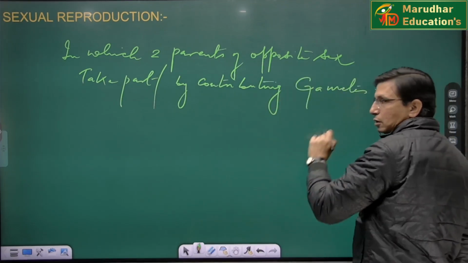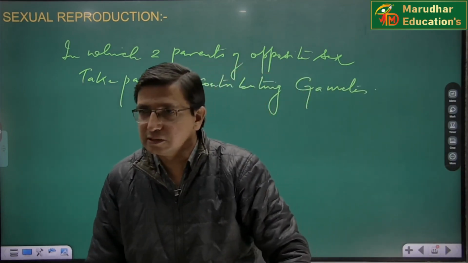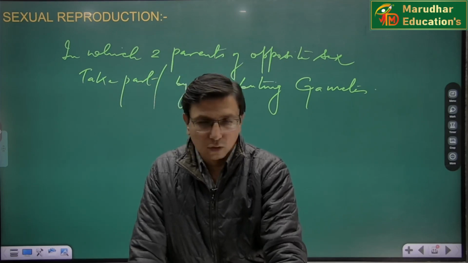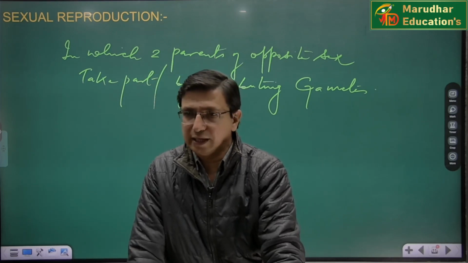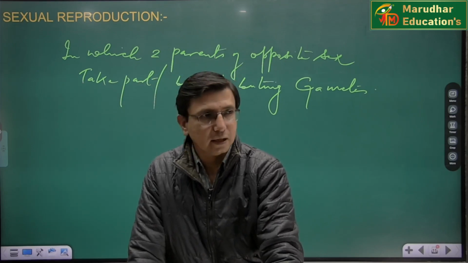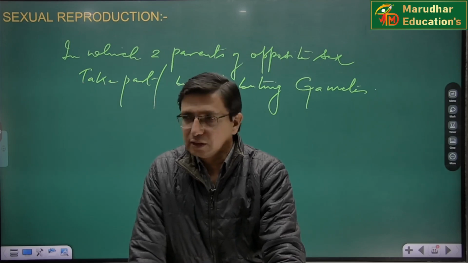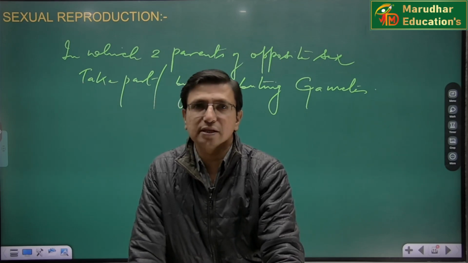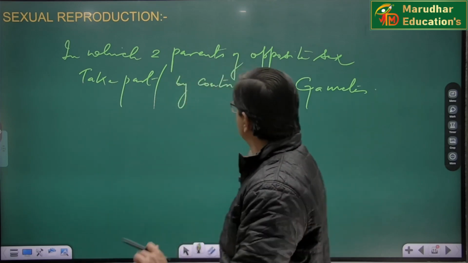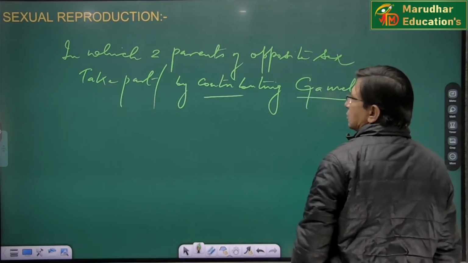See, you already know the male gamete is known as sperm in case of animals, or it could be called antherozoids in case of lower plants, but a common term is male gamete. Similarly, what? A female gamete is known as egg or the ovum, right? So they take part by contributing gametes.